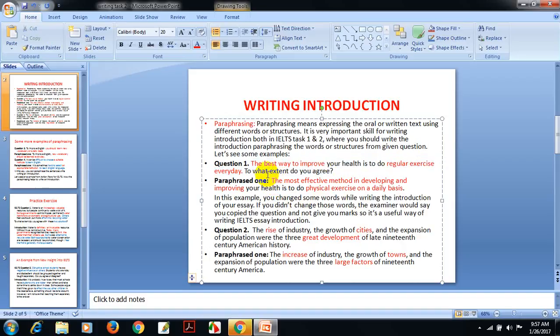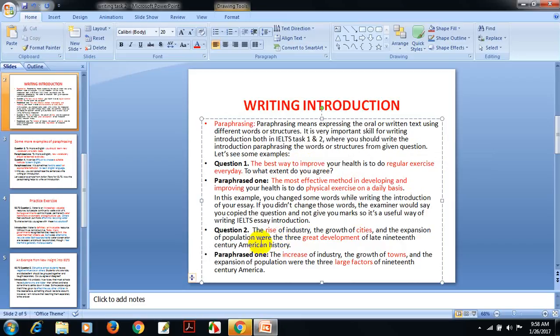As I told you before, the best way to improve is changed into the most effective method. Best is changed to the most effective, way to method. And here is a to-infinitive, but here it is in plus the -ing form. This kind of change occurred here to make the introduction.